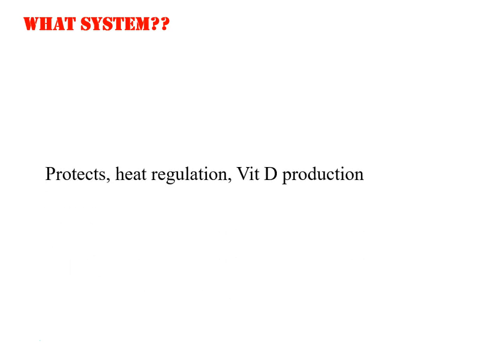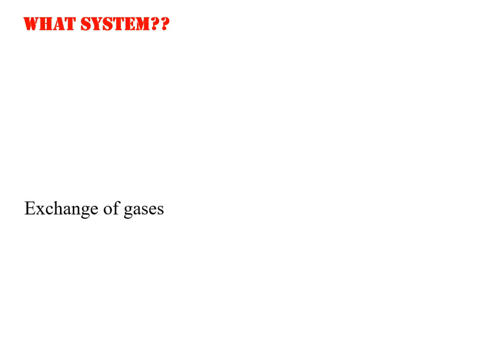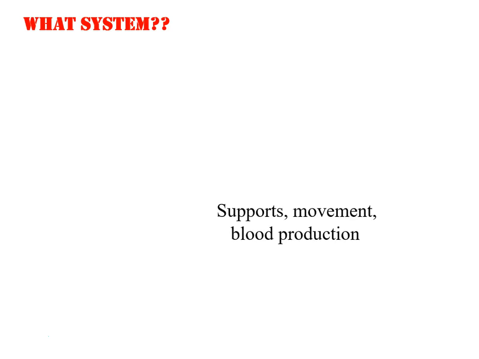Which one protects, heat regulation, and vitamin D production? That would be the integumentary system. Which one is the exchange of gases? That would be the respiratory system. Support, movement, blood production, we've really already had that one, skeletal. And there's one that I didn't have on there, which one provides immunity, and that would be the lymphatic.